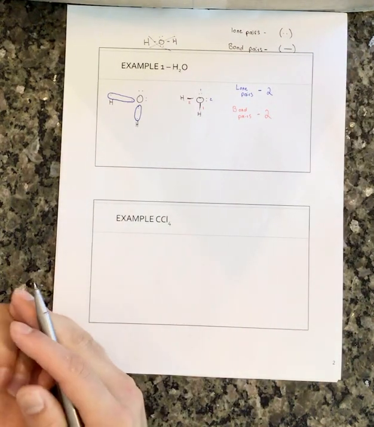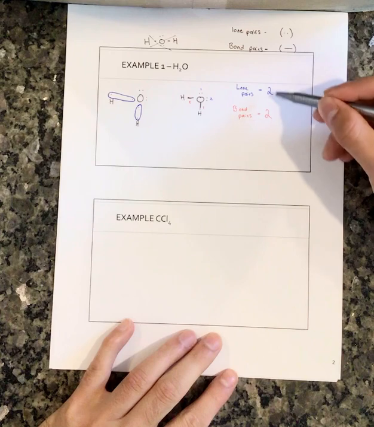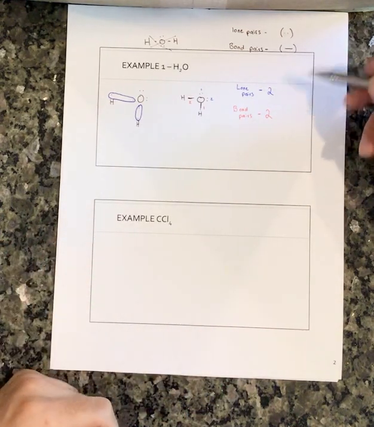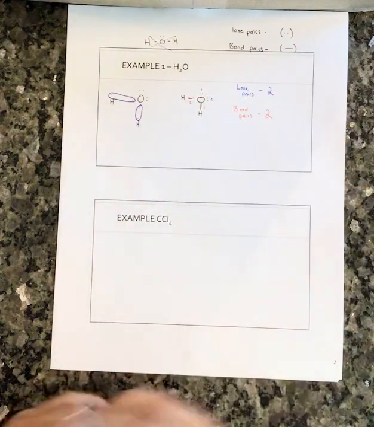Now, how many electrons is that? Well, 2 plus 2, that's 4 pairs. 4 times 2, that's 8 electrons. And that's how many electrons we have in this valence shell here.